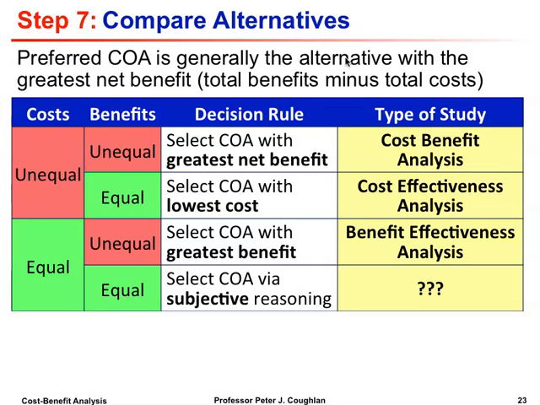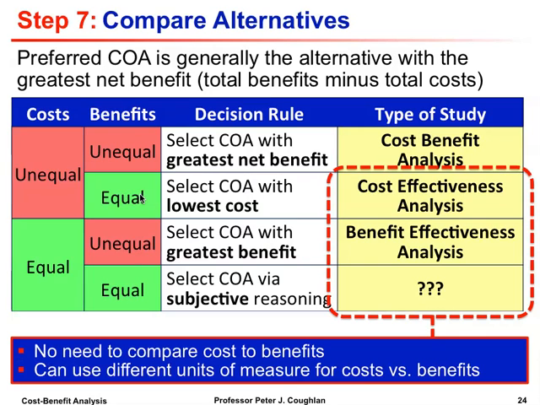Now, remember when we compare alternatives, there are different decision rules based on whether costs are equal or unequal, or benefits are unequal or equal. When we look at the bottom three cases, one where benefits are equal, one where costs are equal, or where both costs and benefits are equal, those are cost effectiveness analysis and benefit effectiveness analysis. And this last one we didn't really label, because obviously if both costs and benefits are equal, it doesn't really matter which course of action you choose.